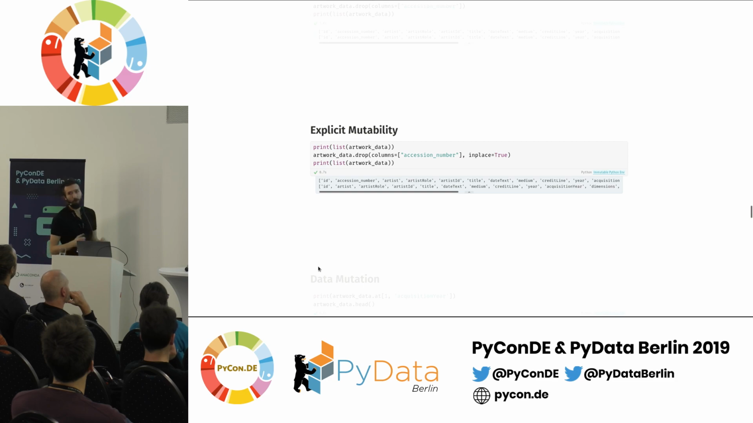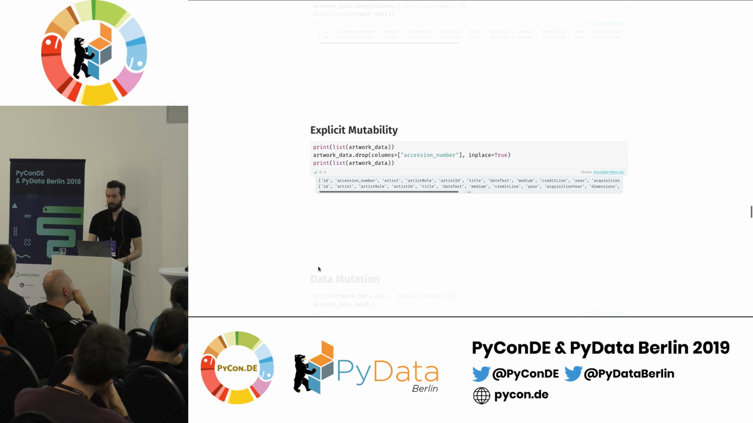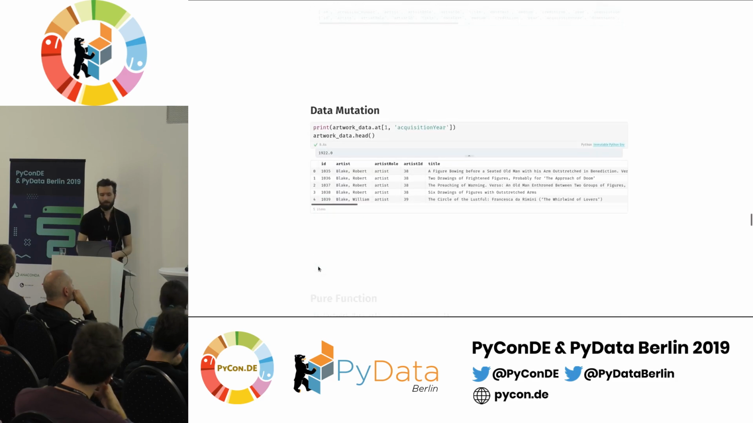But Pandas does offer explicit mutability. You can explicitly change something to mutable through this Boolean here. And I run the same thing. And the first time I have ascension number actually listed, and the second time I don't, because it's been dropped, because I made it mutable.